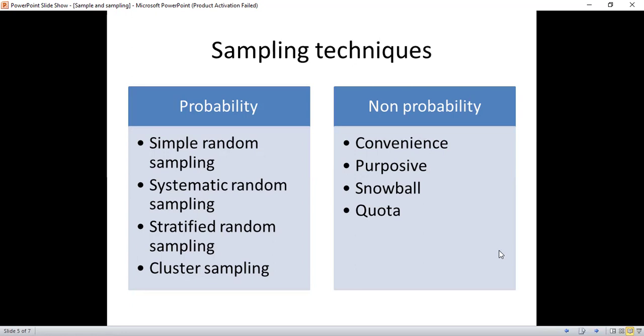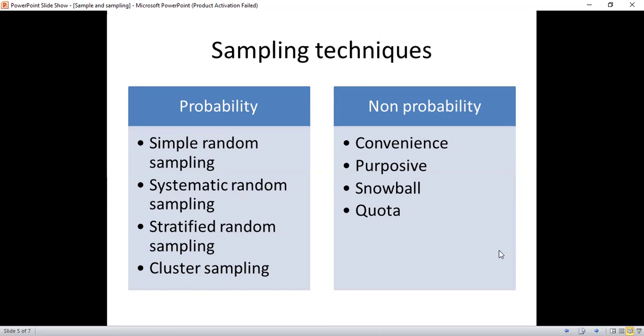Now, the next sampling technique that we are going to talk about is systematic random sampling. In systematic random sampling, like in simple random sampling, we assign a number to all the people in the population, and then systematically select a particular patterned set of the population to be included in our sample.